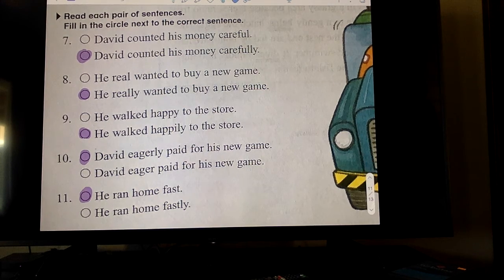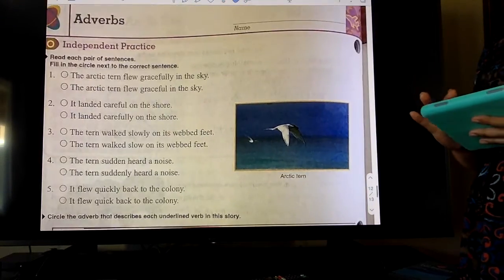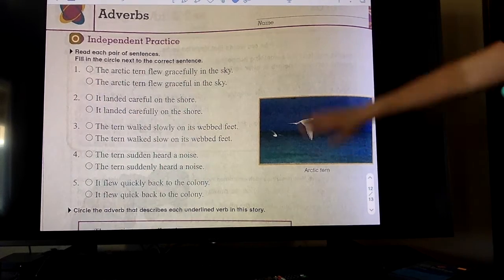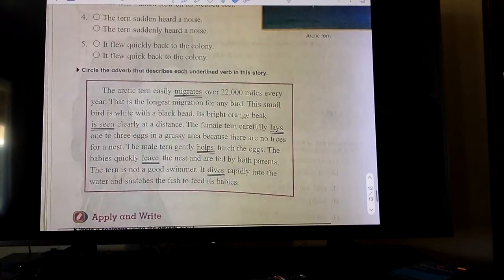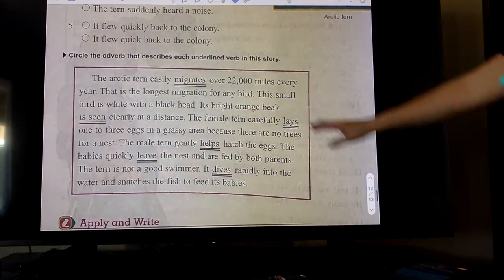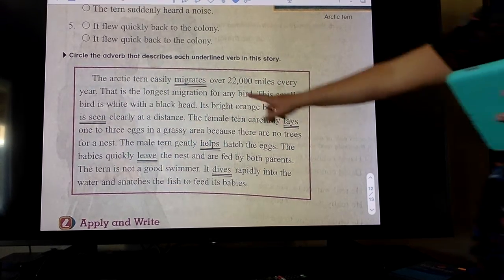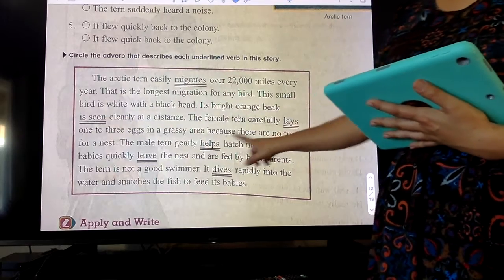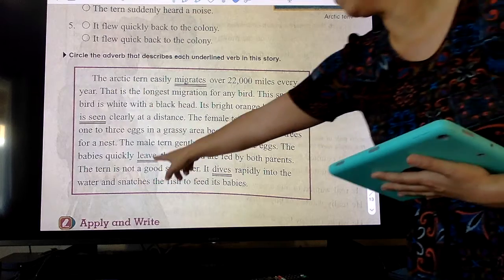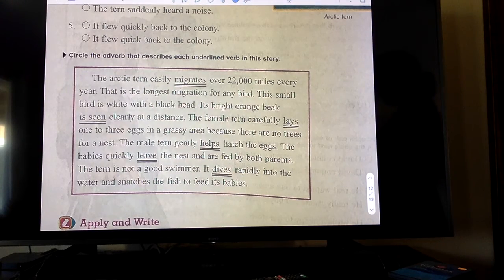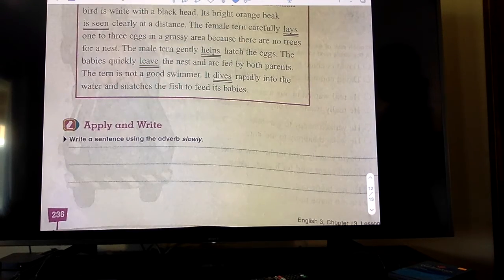Okay, so now I want you guys to look at the back. It's the same thing we did on the front. So you're going to read each sentence to yourself and bubble in which one you think it is. When you're done with that, you're going to go down here and it says circle the adverbs that describe each underlined verb in the story. So for each of these words, you're going to circle a word. So 1, 2, 3, 4, 5, 6. So there's going to be 6 adverbs in this. And then the bottom says apply and write. Write a sentence using the adverb slowly.